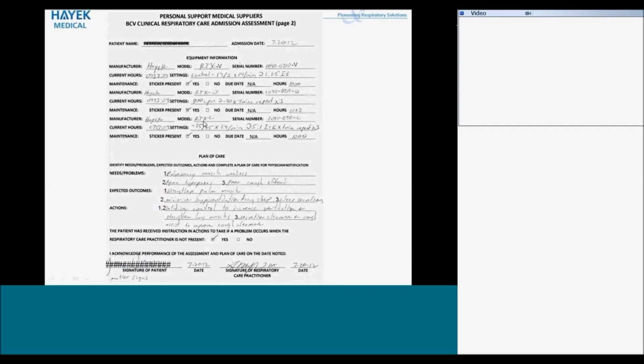And then you have Hayek RTX-C for the pop assist mode, serial number -C, the current hours, and the settings that are selected or that have been selected for the pop assist mode.